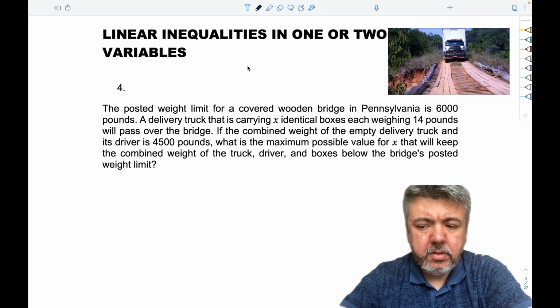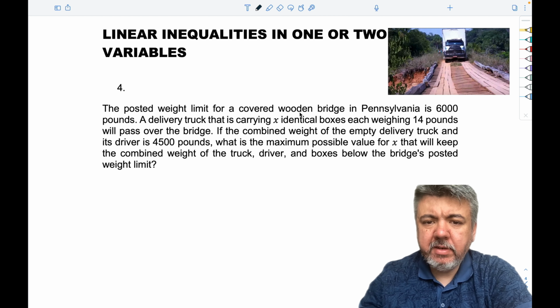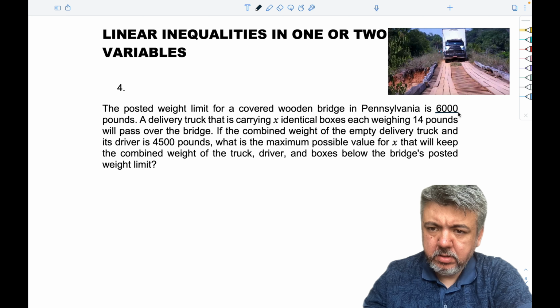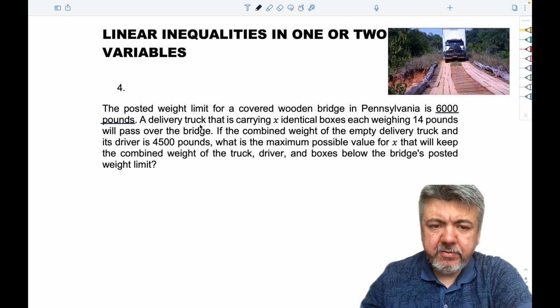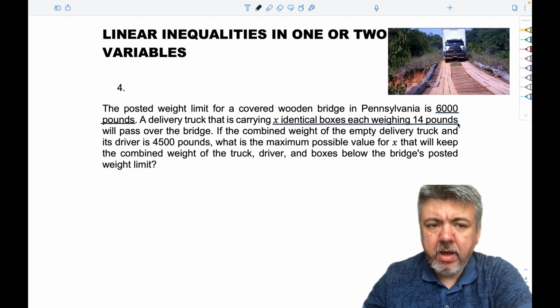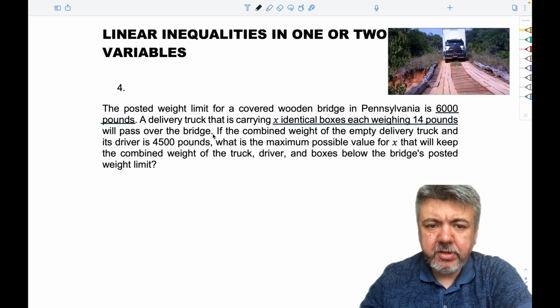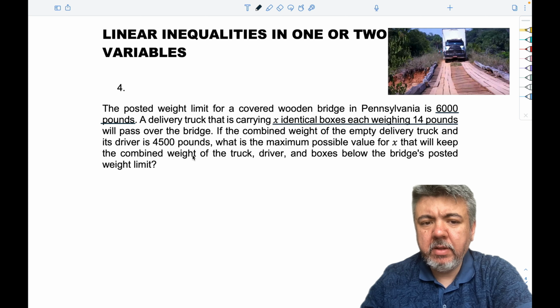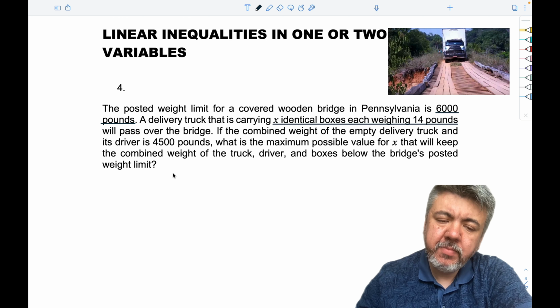In question 4, the posted weight limit for a covered wooden bridge in Pennsylvania is 6,000 pounds. A delivery truck that is carrying x identical boxes, each weighing 14 pounds, will pass over the bridge. If the combined weight of the empty delivery truck and its driver is 4,500 pounds, what is the maximum possible value for x that will keep the combined weight of the truck, driver, and boxes below the bridge's posted weight limit?